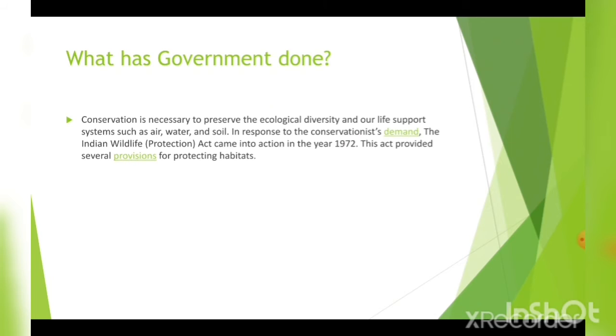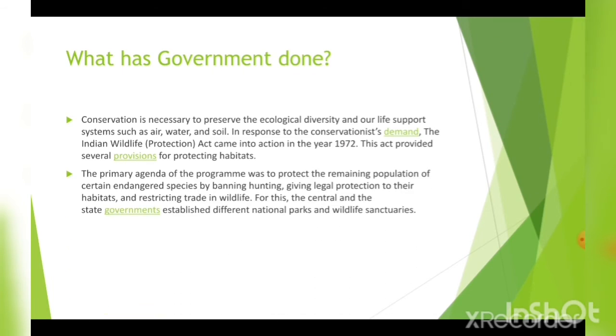In response to the conservationist demand, the Indian Wildlife Protection Act came into action in the year 1972. This act provided several provisions for protecting habitats. The primary agenda of the program was to protect the remaining population of certain endangered species by banning hunting, giving legal protection to their habitats, and restricting trade in wildlife.